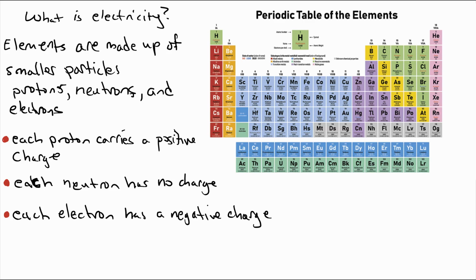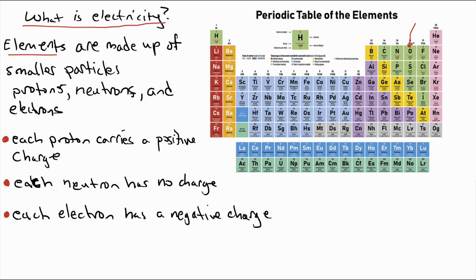In this part, we're going to talk about what is electricity. So here I've pulled up the periodic table of elements. This is a table that shows what everything is made out of. And I say here, elements are made up of smaller particles. So an element is like oxygen here, O, and it's made out of smaller particles: protons, neutrons, and electrons.